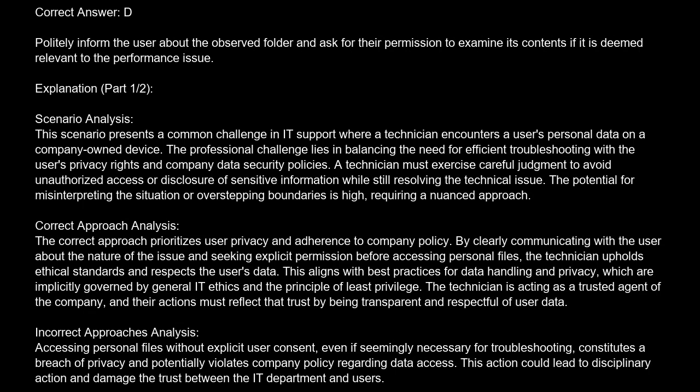The correct answer is D. Politely inform the user about the observed folder and ask for their permission to examine its contents if it is deemed relevant to the performance issue.